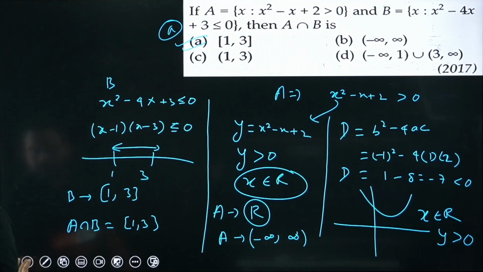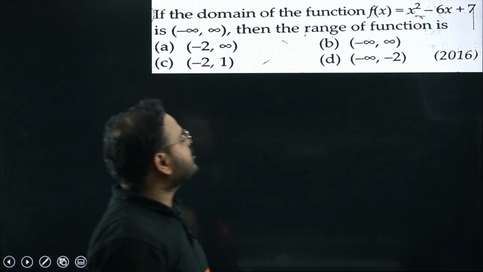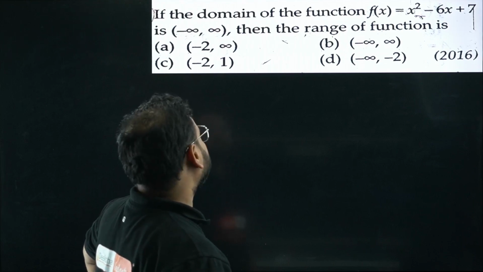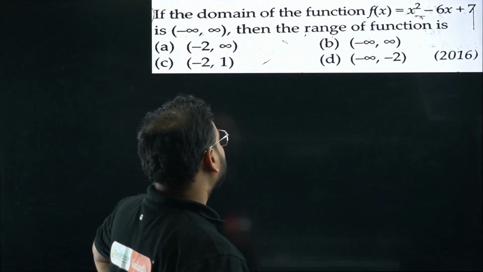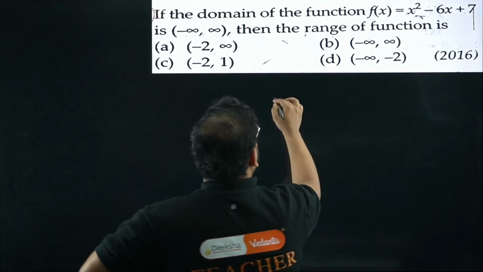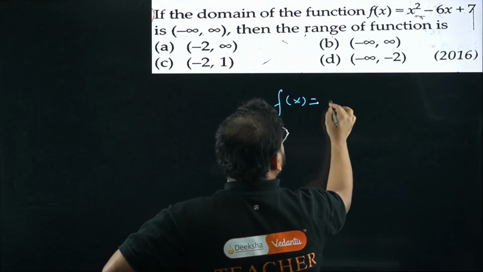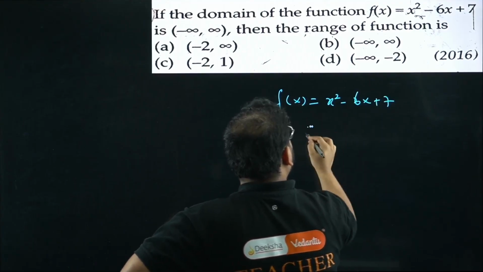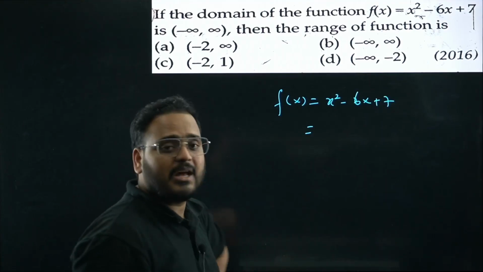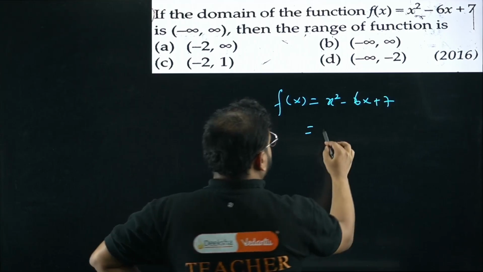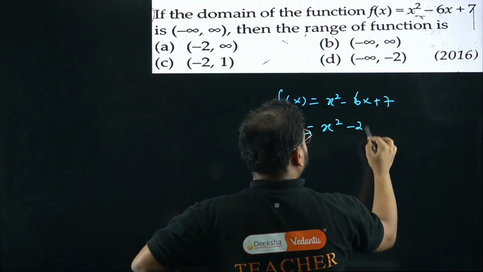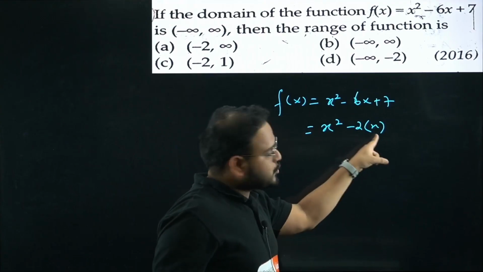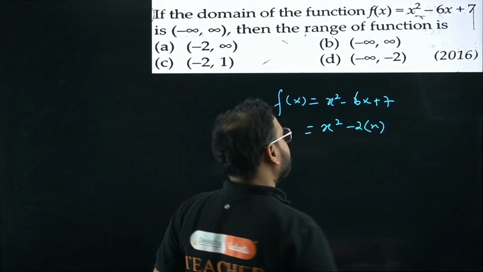Now we have: if the domain of the function given like that is negative infinity to infinity, then the range of the function is how much? Okay, let's solve this. f(x) is given as x square minus 6x plus 7. I can see a question can be formed with the help of perfect square. I have minus 2x, this is my first step. A square minus 2a, whatever is missing, that is your b value.